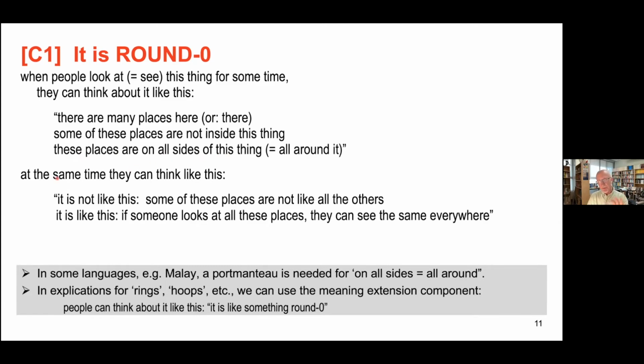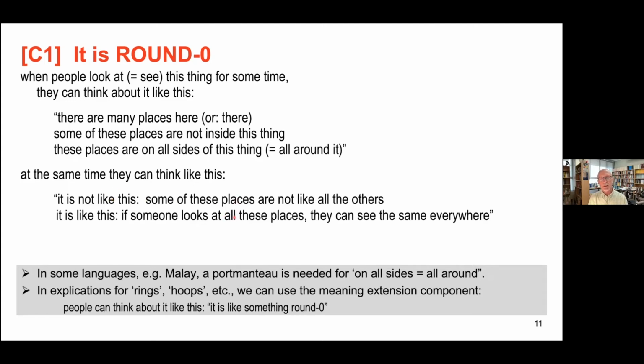So having focused your attention in that way, at the same time, these people who are looking at the thing for some time can think like this. It's not like this: some of these places are not like all the others. It is like this: if someone looks at all these places, they can see the same everywhere. So your visual impression is that all the surrounding places, which would be on the outside, so to speak, when you look at them all, you can see the same everywhere.